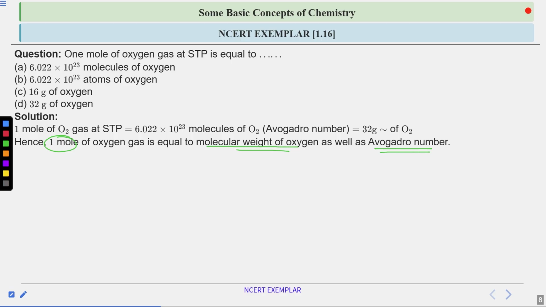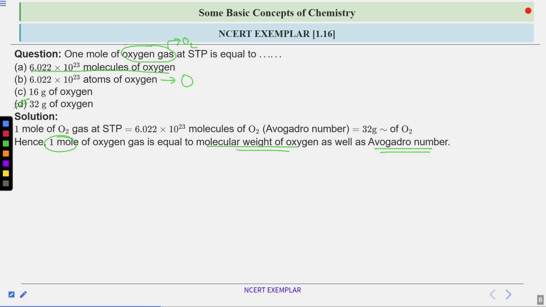So again, I am re-explaining this question. When I say 1 mole of anything, it means Na number of that same thing. Got it? So when I am saying 1 mole of oxygen gas, and oxygen gas is what? It is O2. So by this we can say that we have 6.022 into 10 to the power 23 molecules of oxygen. Now why not atoms? Because when we are saying atoms, we only consider this O and not the O2.